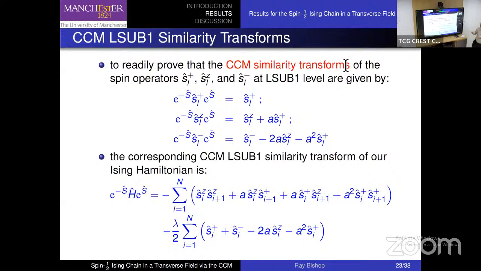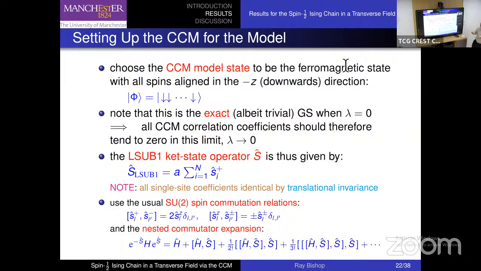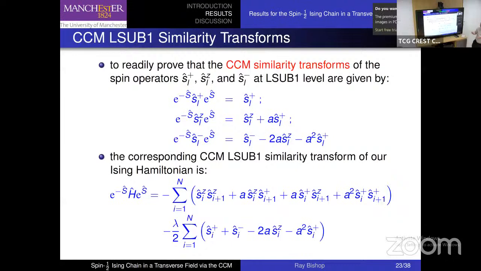Here, take this, go back to this commutator here, right? We're now doing the similarity transform of SZ. So we start with an SZ, and then we have the commutator of an SZ with an S plus, which is an S plus, and anything higher is zero, because at this level I've got S plus. So that's this one, full stop, right?